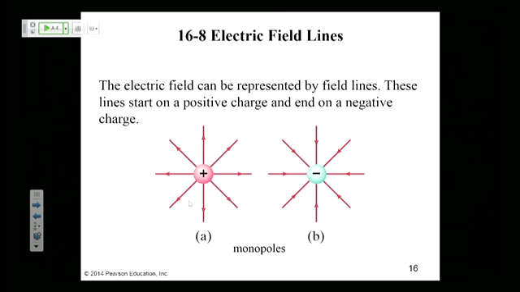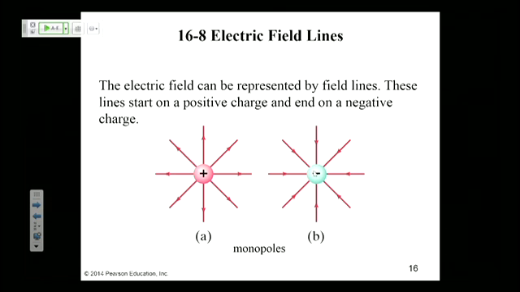This is called a monopole. Mono, a Greek word, means one, okay? So instead of saying one charge, we say monopole. For a positive charge, this one, in figure A, field lines start at the point and go out in all directions. The charge here serves as a source for the field lines.